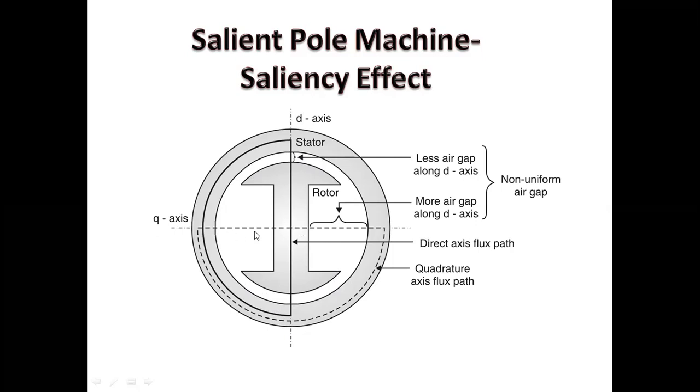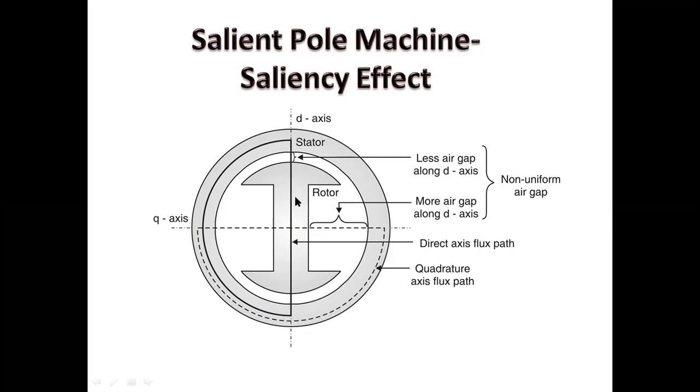Now observe the quadrature axis. Here, the air gap is more, the air gap between the rotor core and stator core. So the length of air gap is more compared to the direct axis. Hence, the reluctance offered to the magnetic flux will be much greater than along the direct axis.